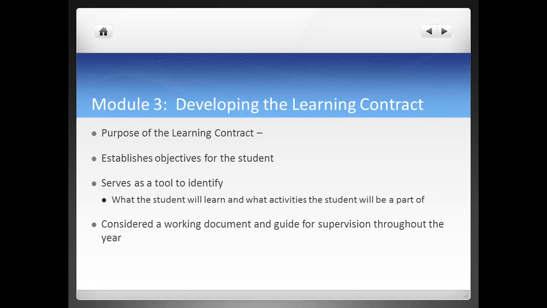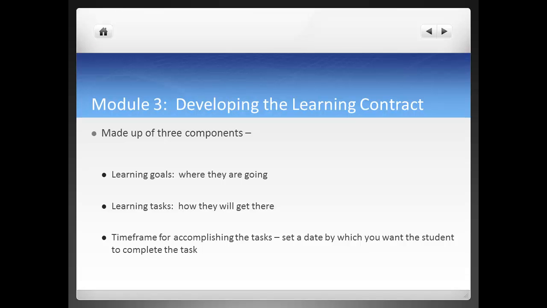The purpose of a learning contract includes establishing objectives for the student. The objectives need to be feasible and they need to be attainable. The learning contract also serves as a tool to identify what the student will learn and what activities the student will be a part of during their field practicum. It's considered a working document and a guide for supervision throughout the year. The learning contract is a collaborative effort between the student, the field instructor, and the faculty liaison.